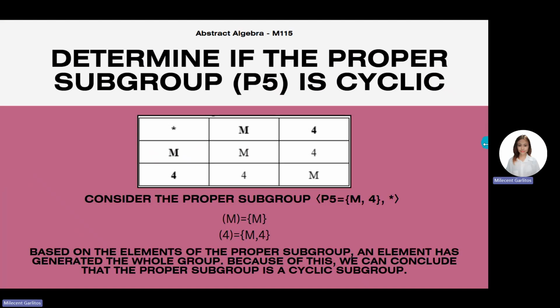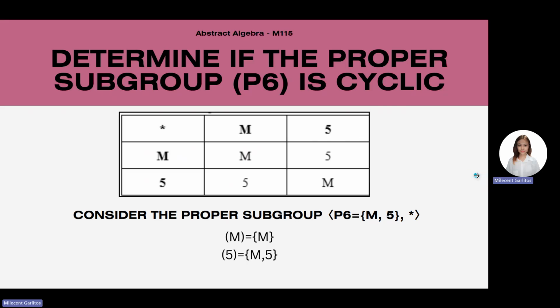Based on the elements of the proper subgroup, an element has generated the whole group. Because of this, we can conclude that the proper subgroup is a cyclic subgroup. Yes, we can see here that the element 5 generated both of the elements under the proper subgroup P sub 6. And through this, it is an indication that it is a cyclic group since an element has generated all the elements under its subgroup.